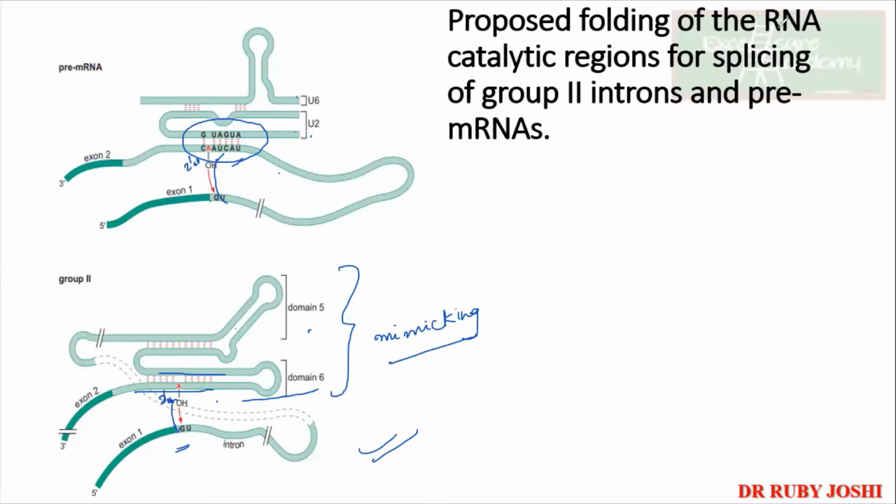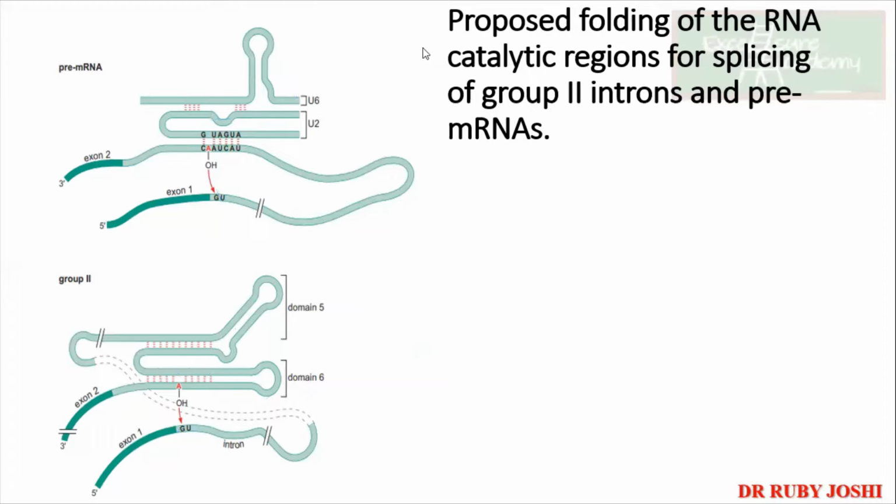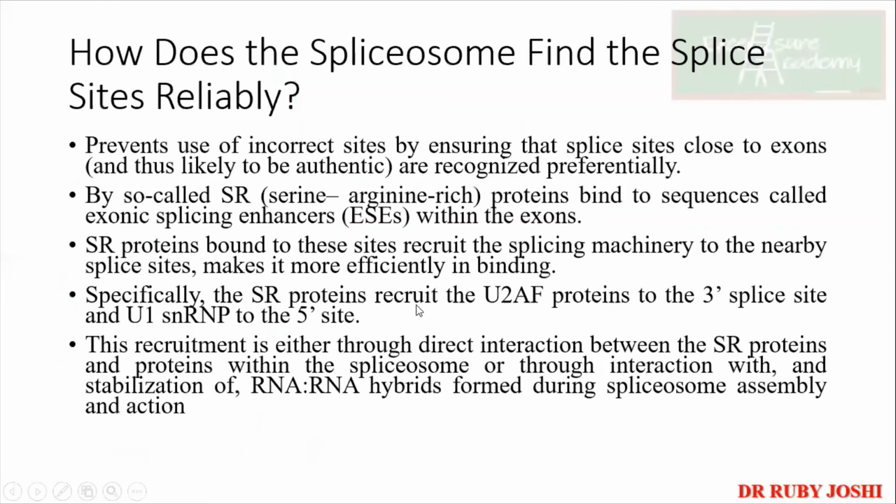Okay, diagram to koi nahi puchega, but please do understand that if the question comes like who is mimicking what and all, so just remember U6, U2 are mimicked by the domain 5 and 6 of the group 2 RNA self-splicing introns. Okay, now the question comes. So that was all about the RNA self-splicing. Now let's talk about the spliceosome itself.